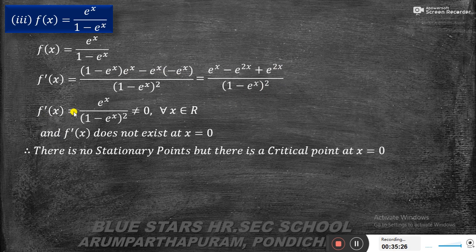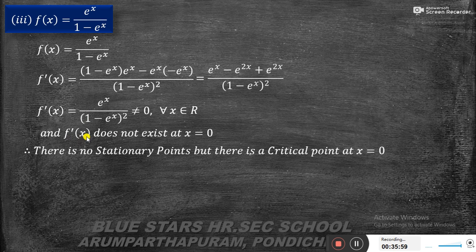Therefore f dash of x equal to, here minus e power 2x plus e power 2x cancel, so e power x by (1 minus e power x) whole square, not equal to 0 for all x belongs to R, and f dash of x does not exist at x equal to 0. Because we substitute x equal to 0, e power 0 is 1, 1 minus 1 is 0, 1 by 0 is infinity, so f dash of x comes to infinity.